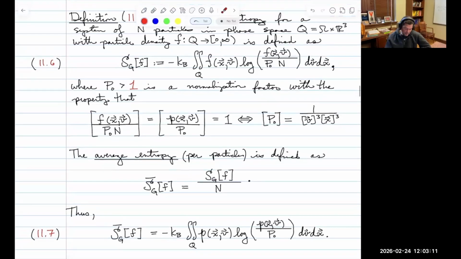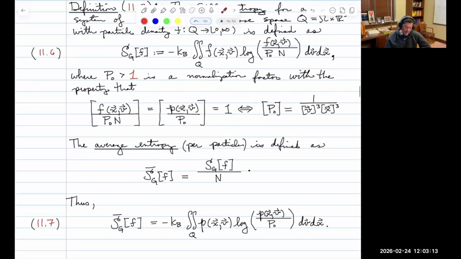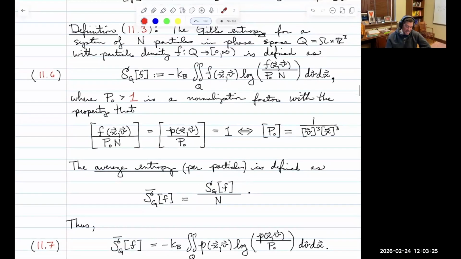Its actual value. We can define, as we did before, the average entropy per particle. The way you do that is you just take the Gibbs entropy and divide by N. N is not changing, it's always fixed. But the entropy can change depending on how the state changes. F tells me what the state of the system is, and as this changes, the entropy changes.